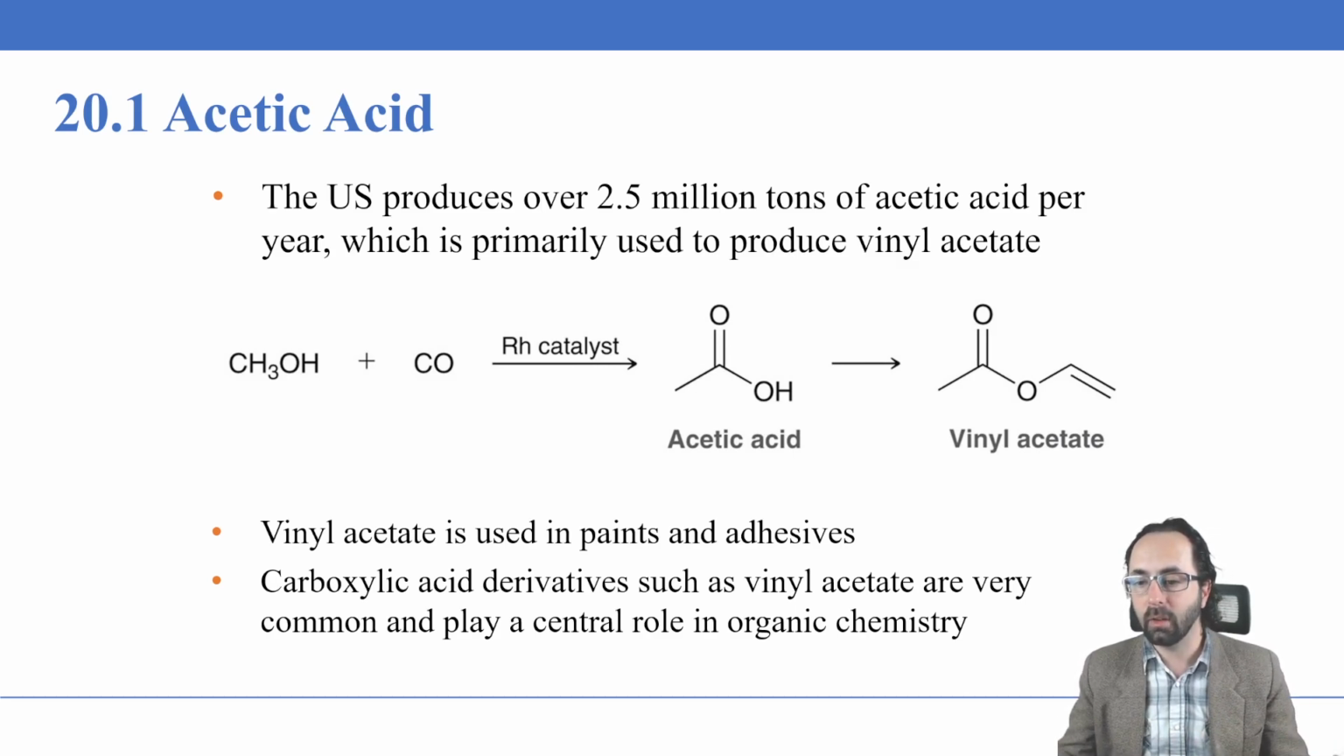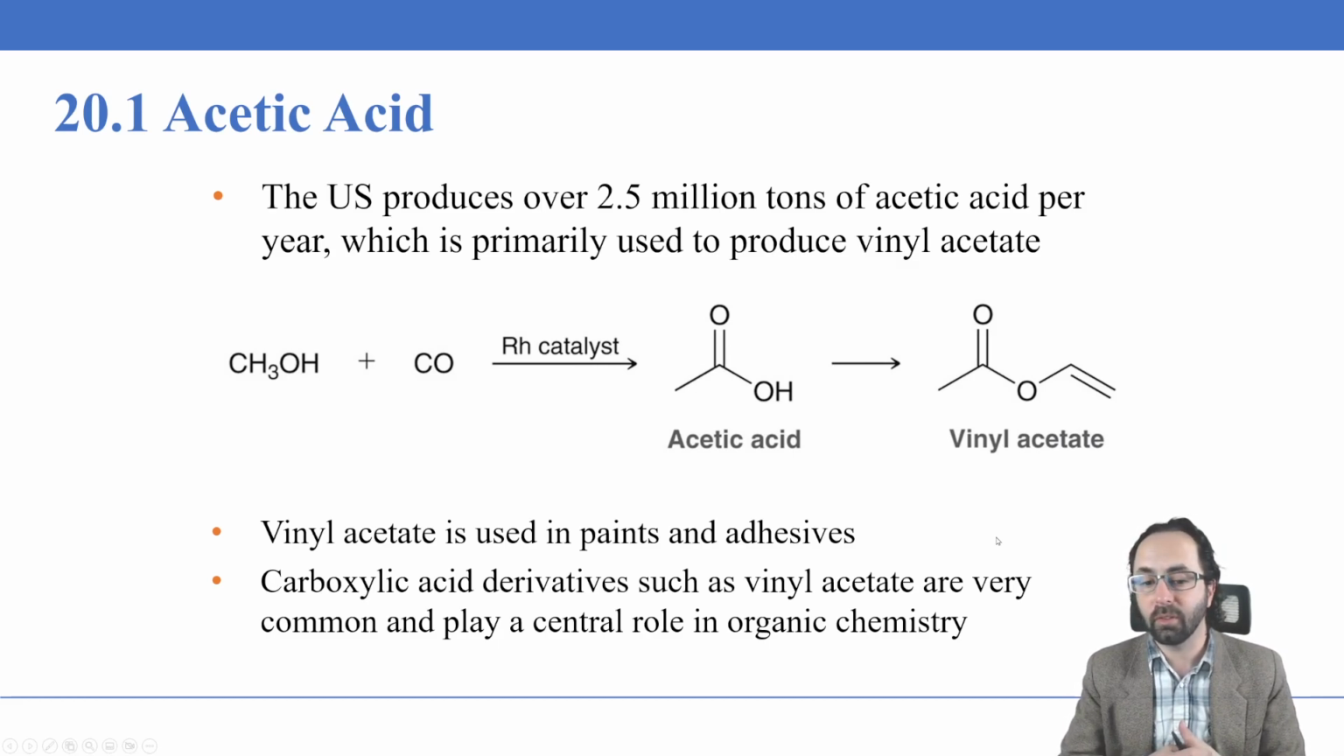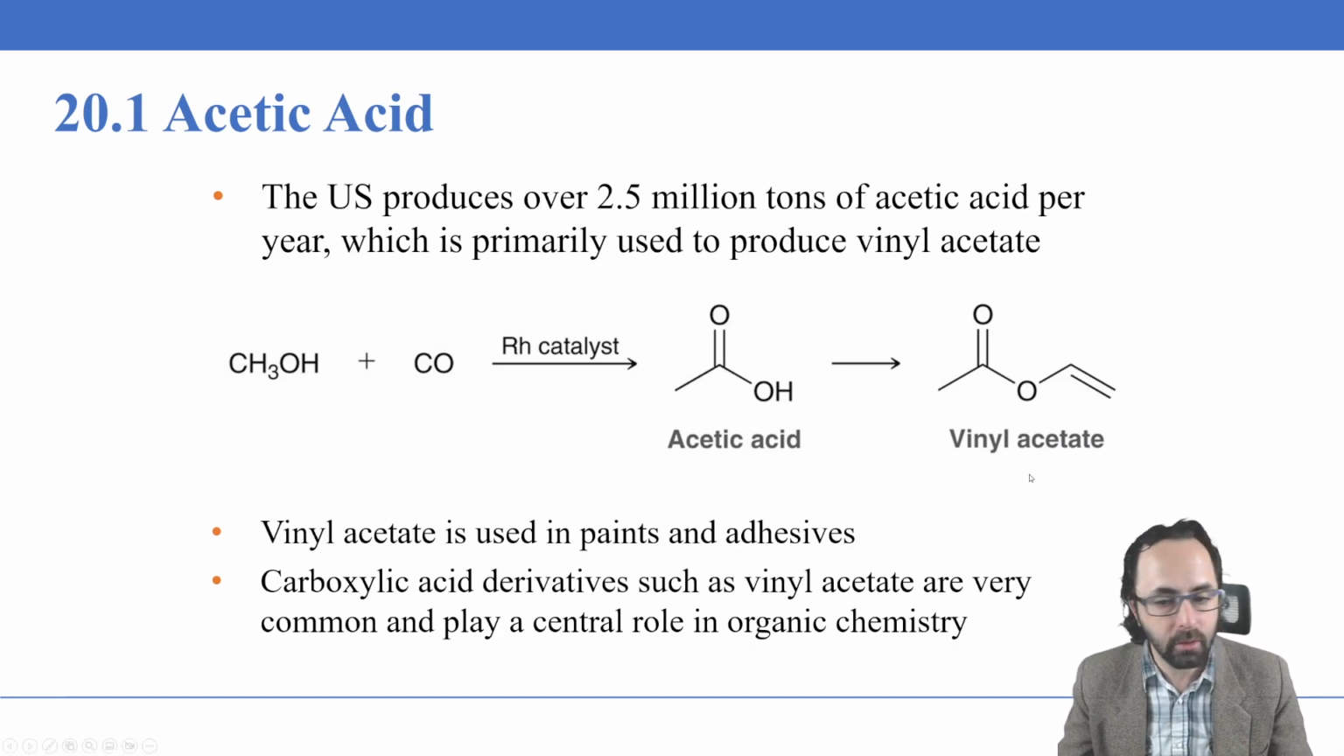Carboxylic acid derivatives, this is what's referred to as a carboxylic acid derivative. It's something that you can get by adding a group where the carboxylic acid is and changing what it is. And we're going to see that there's a number of carboxylic acid derivatives that can be produced and are very common in synthetic chemistry because they're used to go on and produce other organic chemicals.